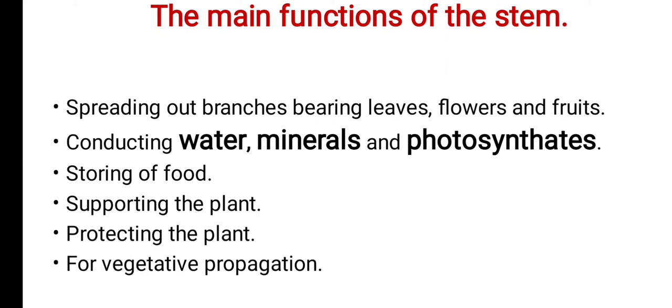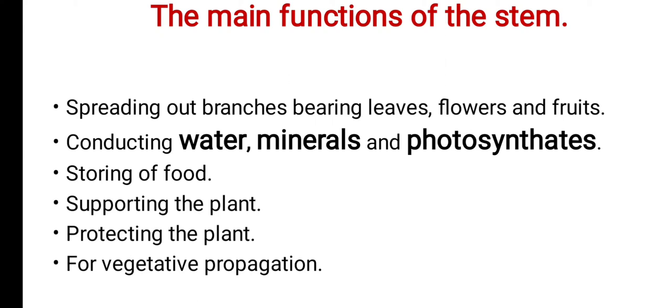The plant synthesizes its own food with the help of water from the soil and sunlight from the sun, through a green pigment called chlorophyll present in its leaves. They are called photosynthates, in other words, food. The stem transports this food material, or photosynthates, from the leaves to the root. So in one way it's a downward movement.